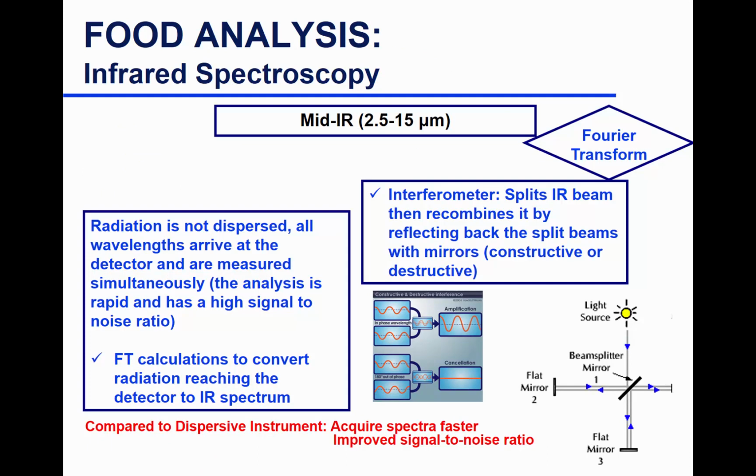And here the radiation is not dispersed. That means you don't have diffraction of light into multiple wavelengths. What you have is that the light gets projected to your sample simultaneously, and a spectra is generated simultaneously at multiple wavelengths. So instead of a monochromator, you have an interferometer.